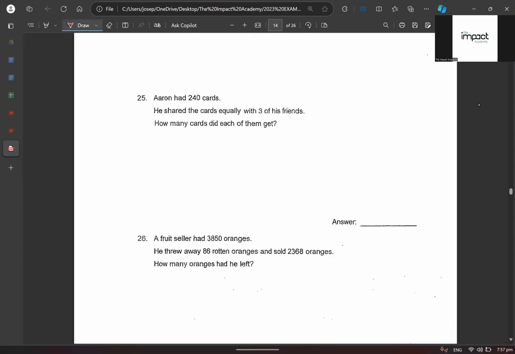Aaron had how many cards? 240, right? Correct or not? So that's my total, right? You see, I know a lot of you will just go and divide by 3, but you realize what it is that you have done wrongly? He shared the cards equally with 3 of his friends. What about Aaron himself?